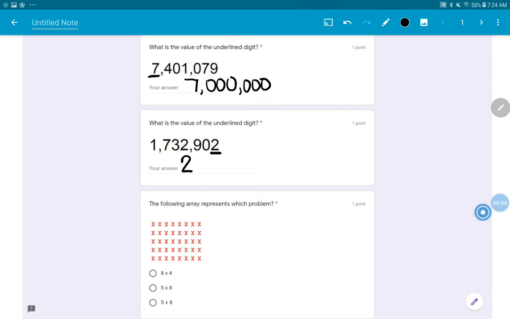Next, you're going to find the math sentence that represents the array. So in this array, you have 1, 2, 3, 4, 5 rows, and in each row there are 1, 2, 3, 4, 5, 6, 7, 8 columns. So you have 5 groups of 8. So your correct answer is 5 times 8.